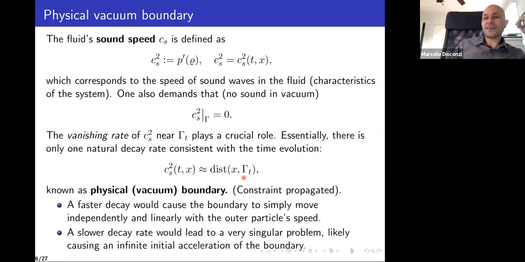Now, you might be wondering why I say that there is essentially one natural decay rate, which is this one. That's because if you have a faster decay rate, that would cause the boundary to simply move independently and linearly with the outer particle's speed. And that's not very physical, because if you have something like a star, for example, the boundary is in particular accelerating because the star is rotating and so on, right? And if you have a slower decay rate, that gives a very similar problem, likely causing an infinite initial acceleration of the boundary. So that's really the decay rate that's consistent with what we expect from the physics.